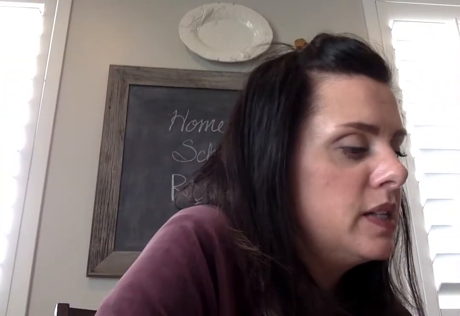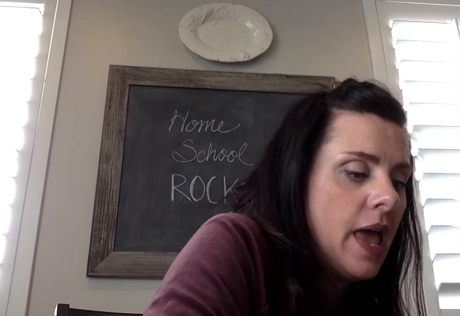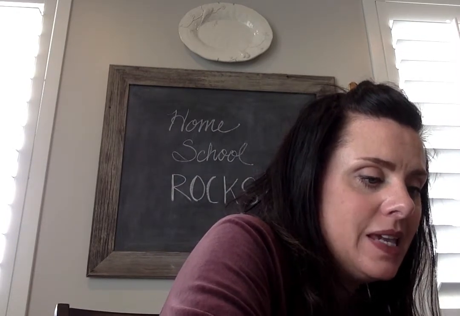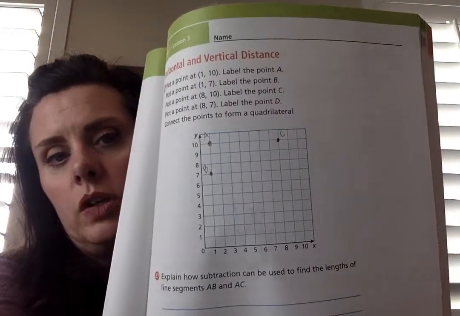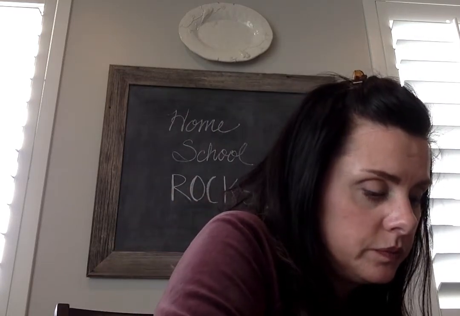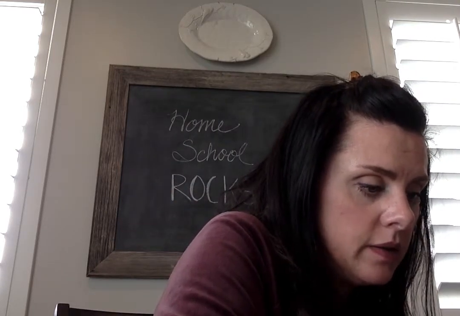The next one says plot a point at 8, 10. So we're going to go to the right 8, over 8, up 10. And label that point C. Should look like that. You got it? Okay, next one says plot a point at 8, 7. We go over to the right 8, go up 7. And label that point D.